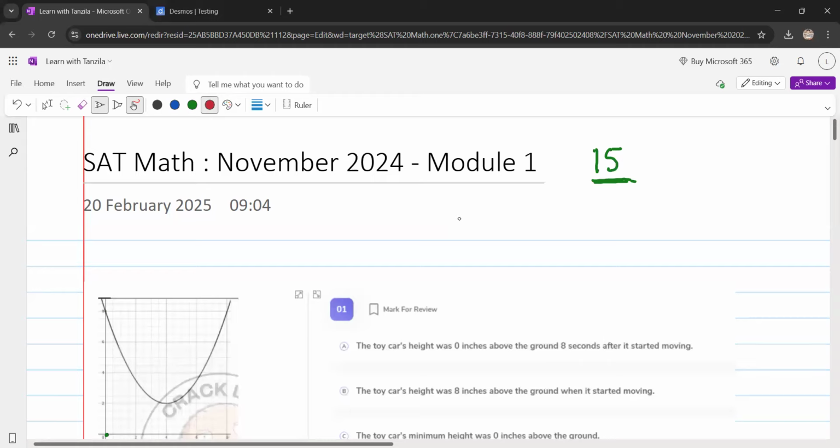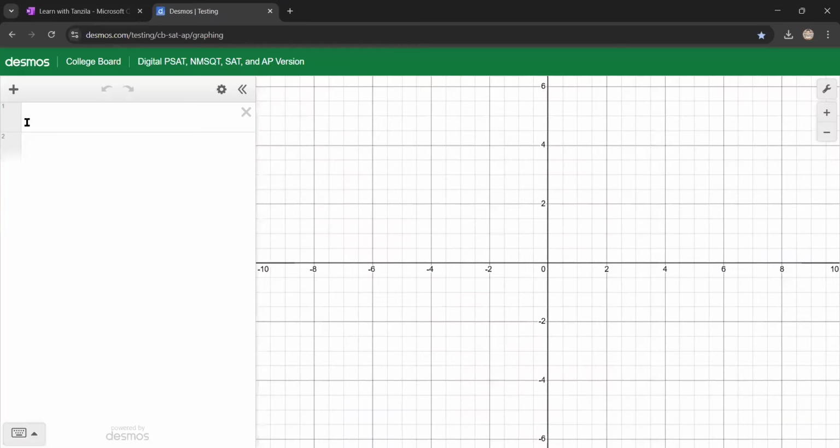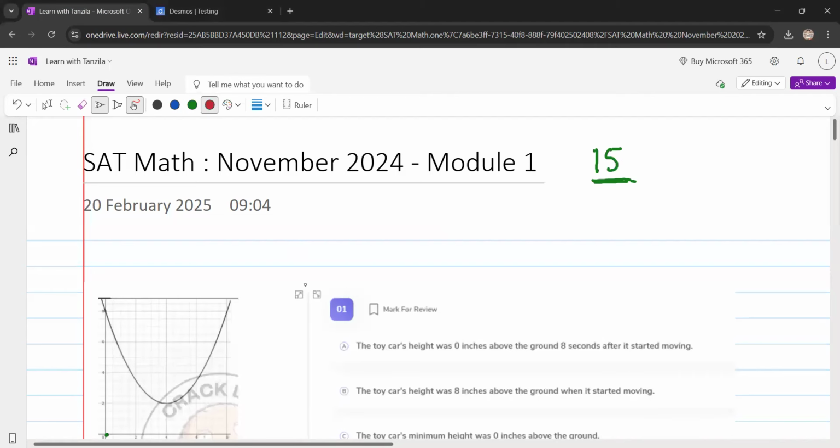Make sure you have your pen, paper, and calculator with you. If you are planning on using Desmos as your calculator, make sure you have the Desmos College Board version. And if you have any graphing calculator, make sure that it is allowed in the digital SAT.